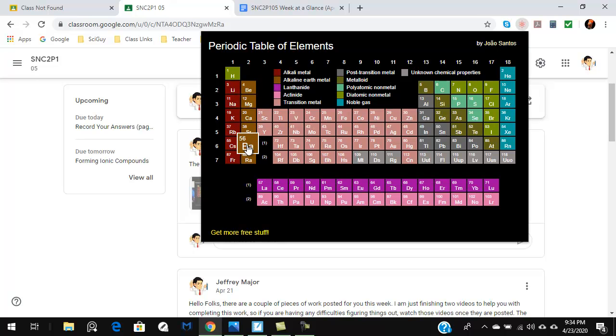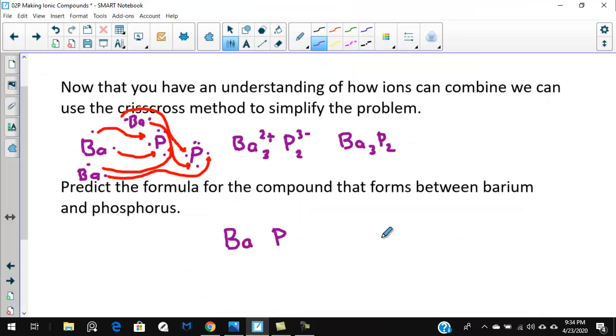Ba is in group 2. And phosphorus is in group 15. So that's where I was getting those numbers from. Group 2 means it has 2 electrons on the outside. So we're not going to draw electrons this time. We're simply going to put a 2 above the Ba symbol.